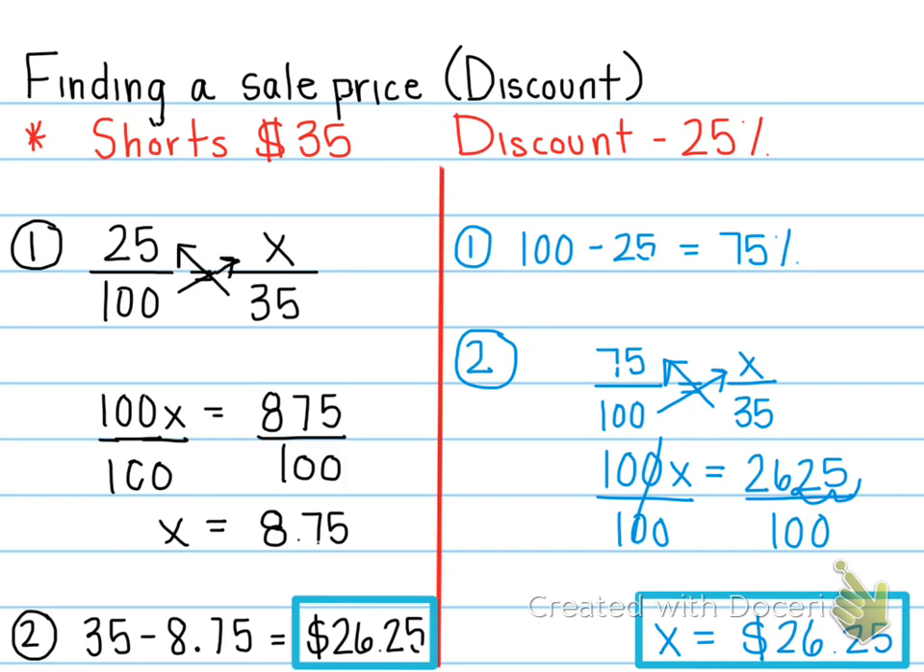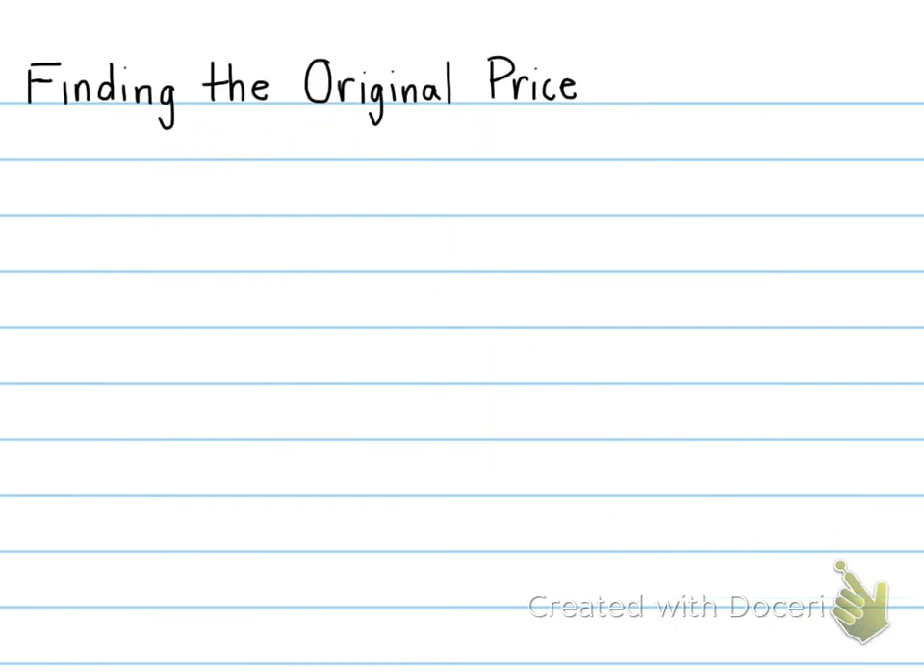Now, you're not always going to be finding the sale price. Sometimes they give you the sale price and you have to find the percent off. They give you different things. So let's go through each type of problem so you know what you're looking for. Okay, let's say, for example, you are solving a problem and they want you to find the original price.